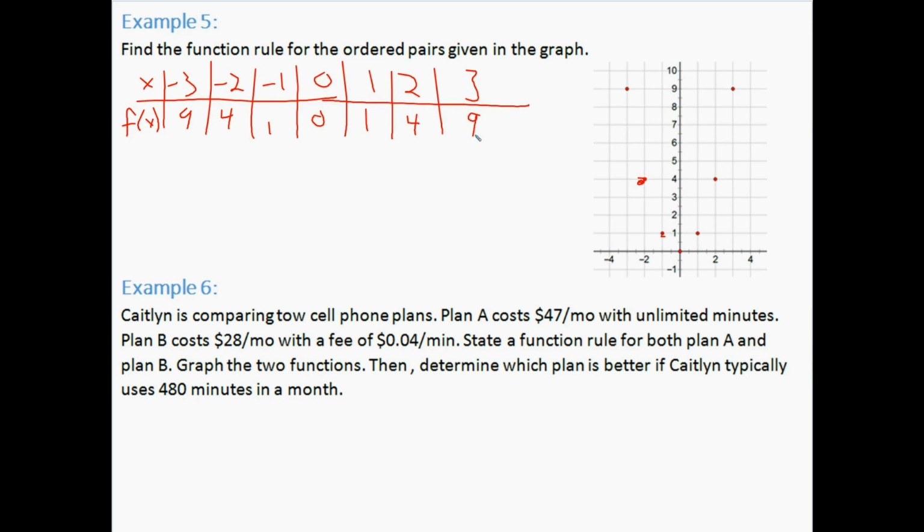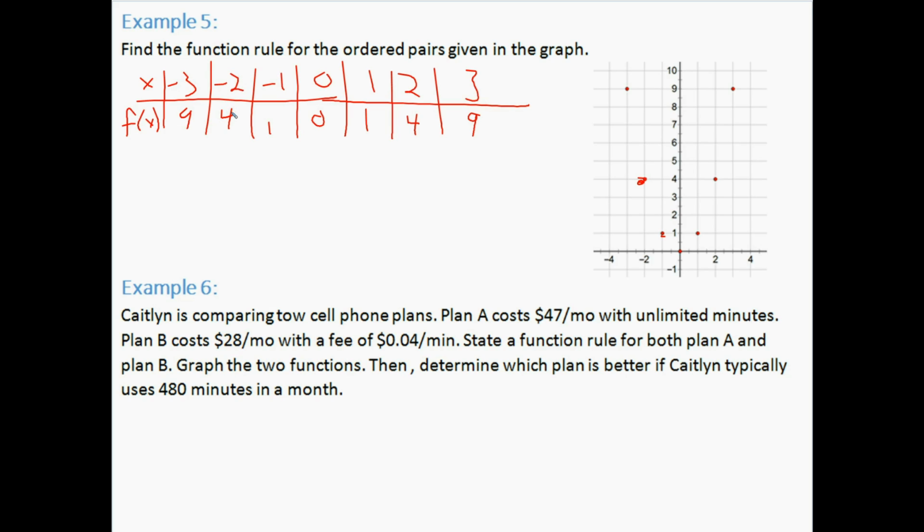So thinking through here and looking at this, we have -3 is 9, but so is 3. So we have some repeats here. -2 is 4, 2 is 4. -1 is 1. So thinking through this is something that you should end up being able to recognize. And this might be the first time you've seen it, but we're really just squaring the x value. -3 squared is 9. -2 squared is 4.